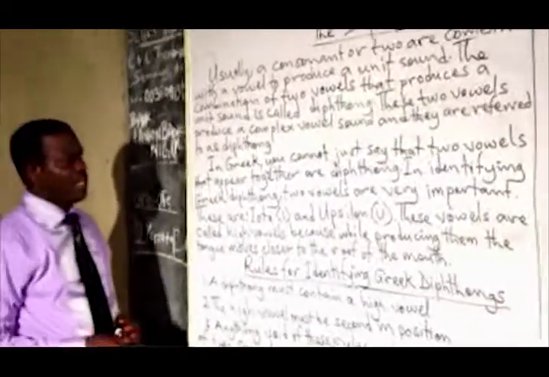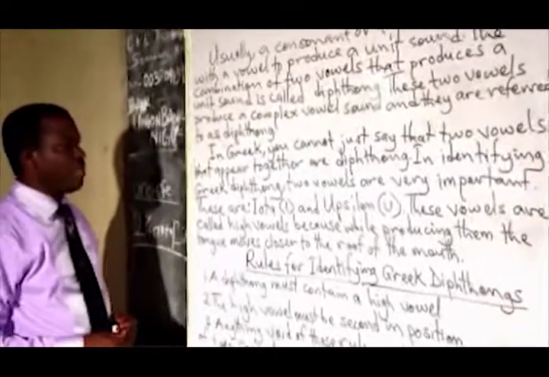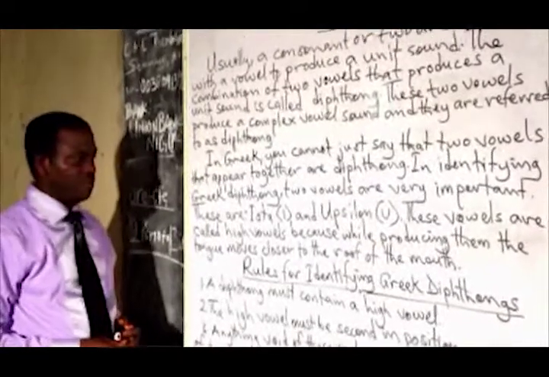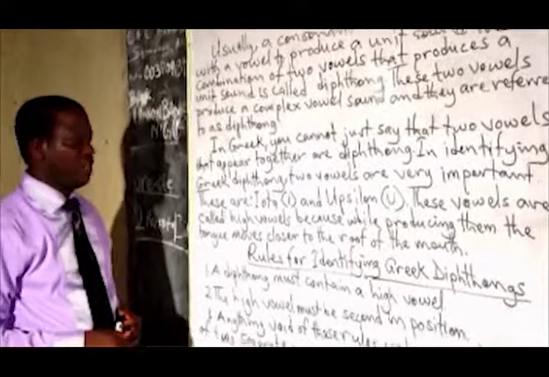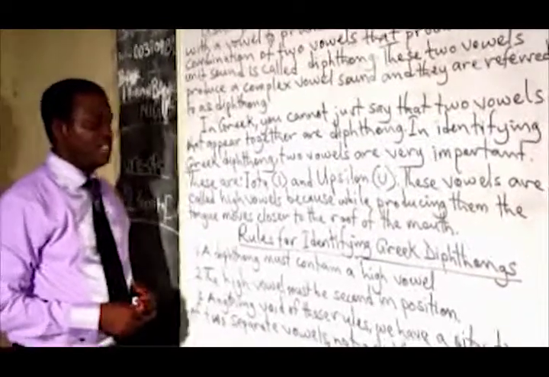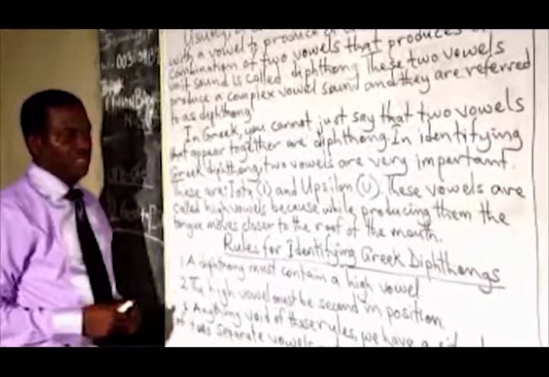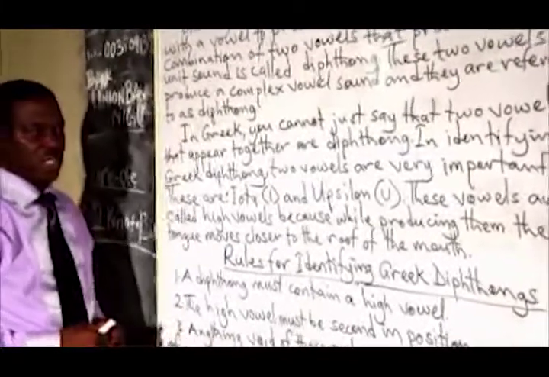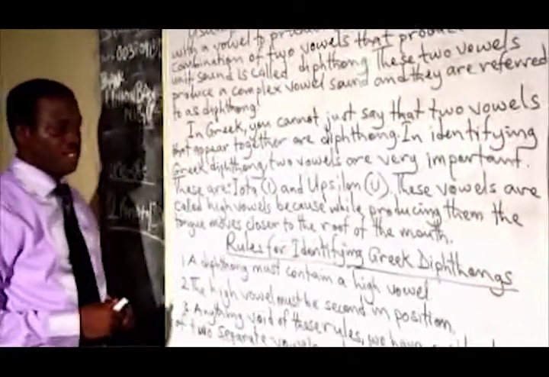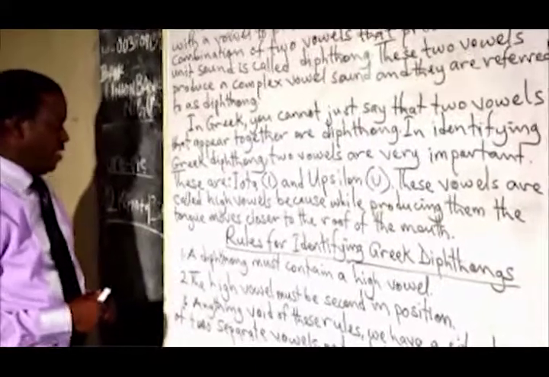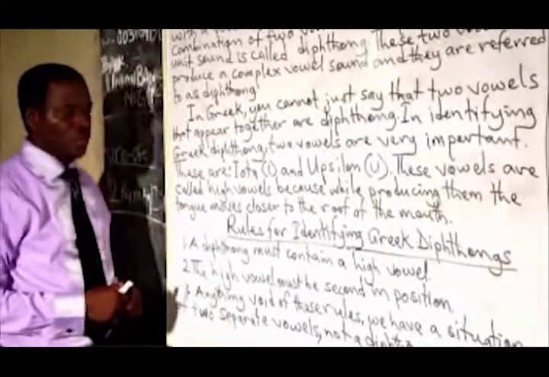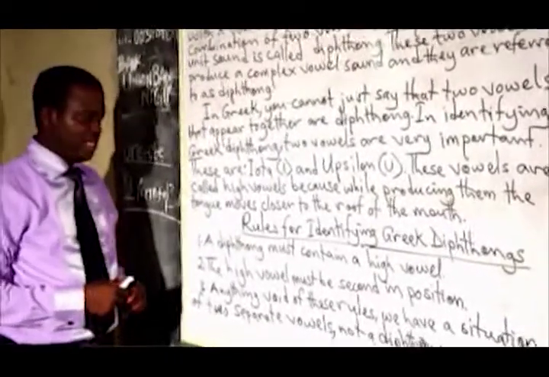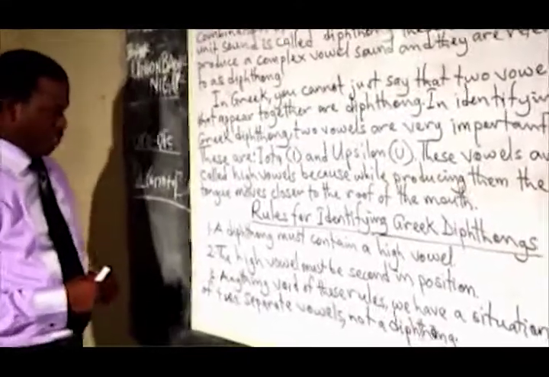In Greek, you cannot just say that two vowels that appear together are a diphthong. In identifying Greek diphthongs, two vowels are very important. These are iota, that sounds as E, and upsilon, that sounds as U. These vowels are called I vowels because while producing them, the tongue moves closer to the roof of the mouth. And they are very, very important in identifying Greek diphthongs.